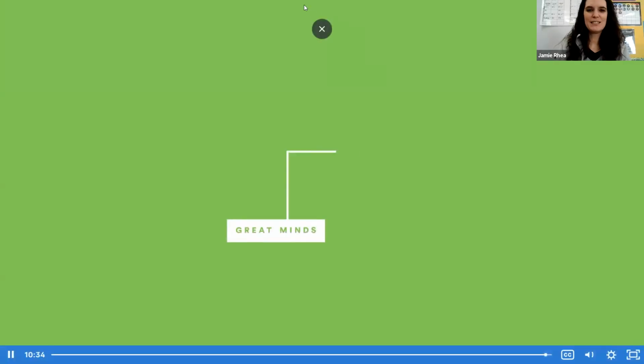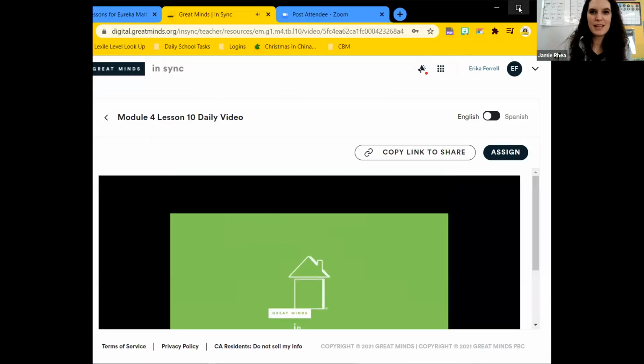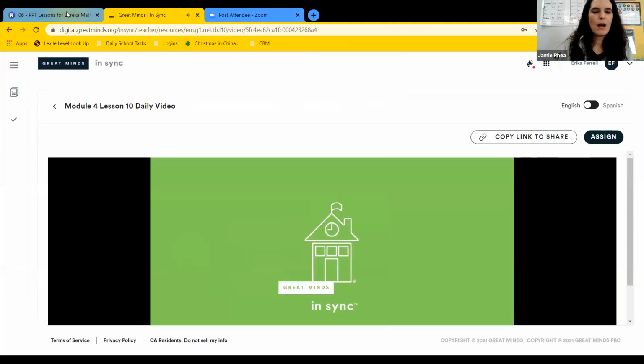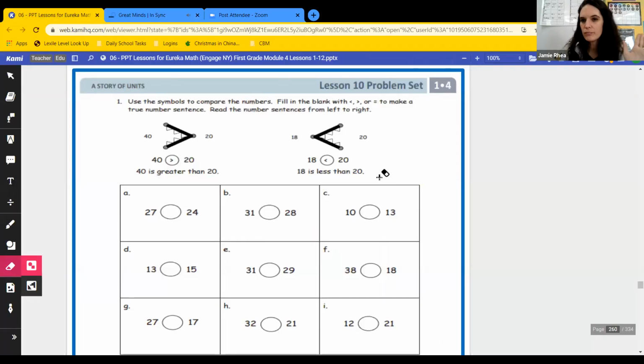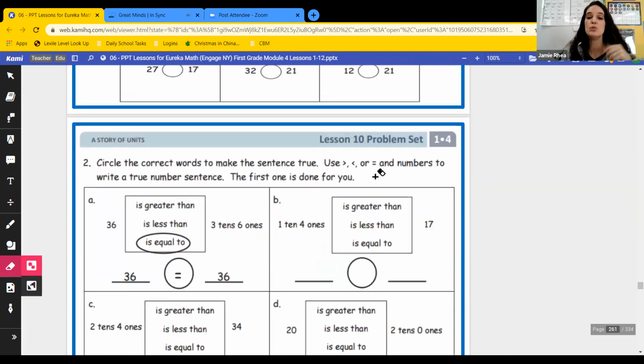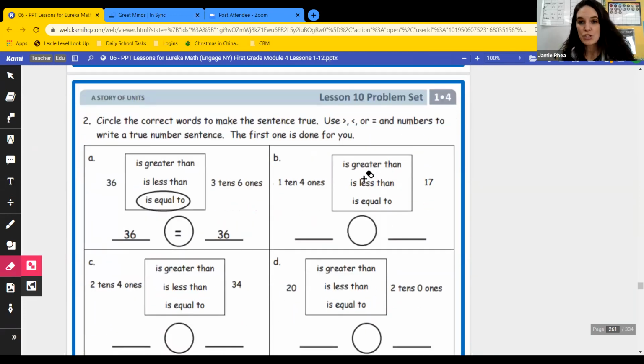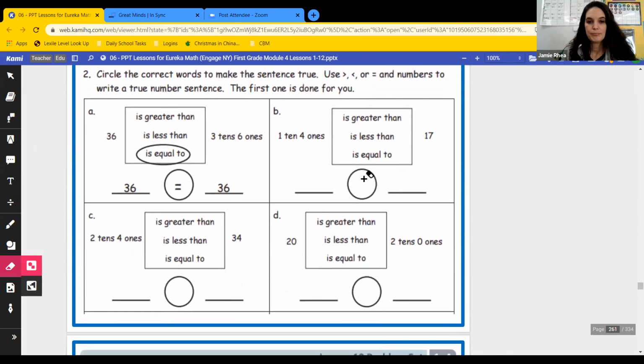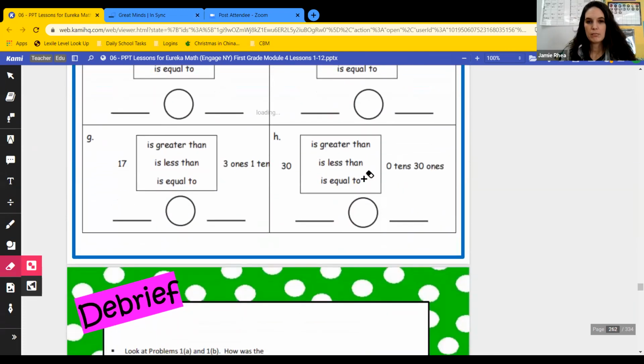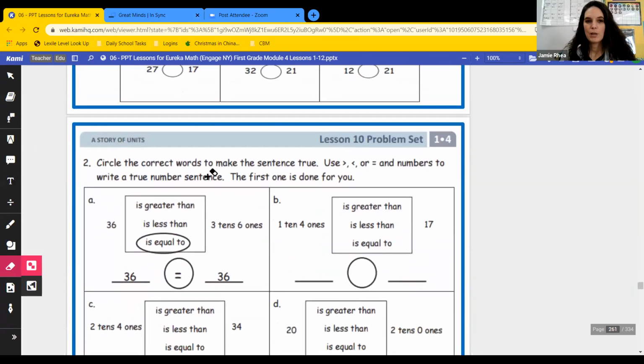All right, friends. So let's look at our problem set today. Let's make that bigger. There we go. We're not doing number 1. You heard her. She's going to do number 2, A through H. Now, guys, look at it all the way down. Same thing. You have to follow the directions in order to get it right. Circle the correct words to make the sentence true. Use your symbols greater than, less than, or equal to, and numbers to write a true number sentence.